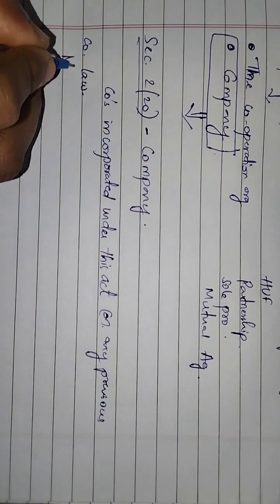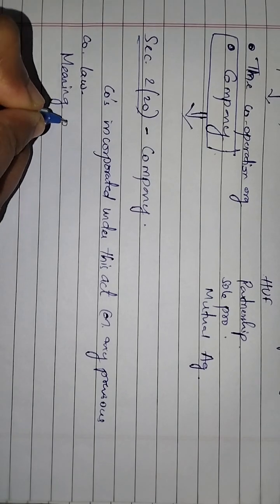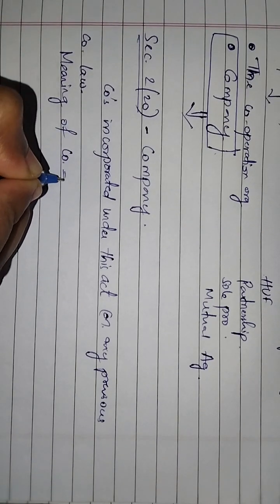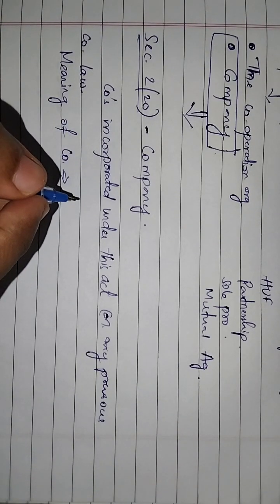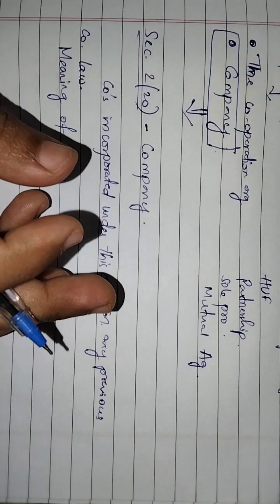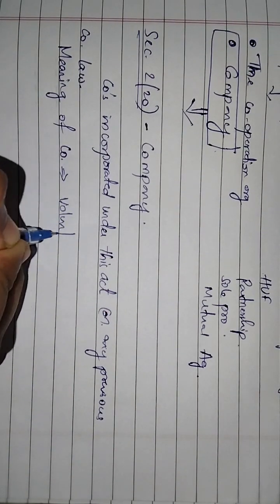Let's even write the meaning of company, a simple meaning which is easy to understand. Company is a voluntary association of persons formed for the purpose of doing business, having a distinct name and limited liability. Company is just a voluntary association of persons.